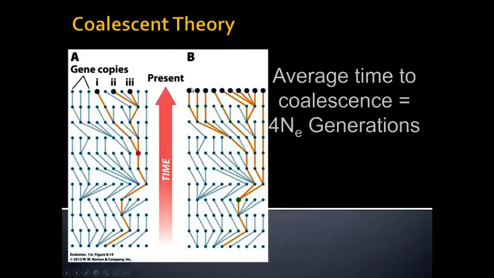Now, I'm not going to ask you to memorize this. I'm not going to have you plug it into an equation and say, if we have 1 million individuals, what's the average coalescence time? The answer would be 4 million, as long as the population was sexually reproducing and diploid. But that's not important for this class. Okay?